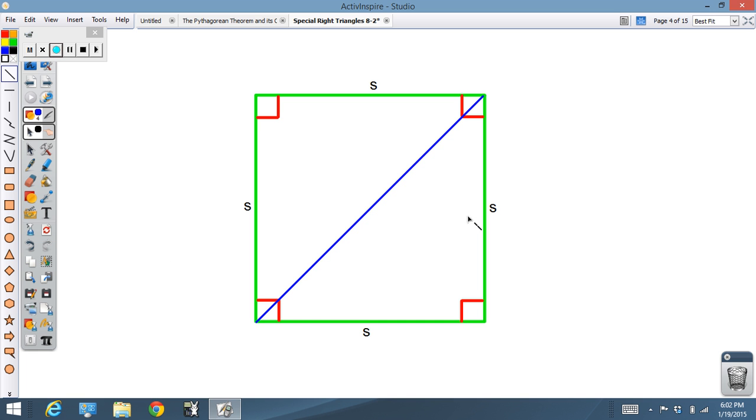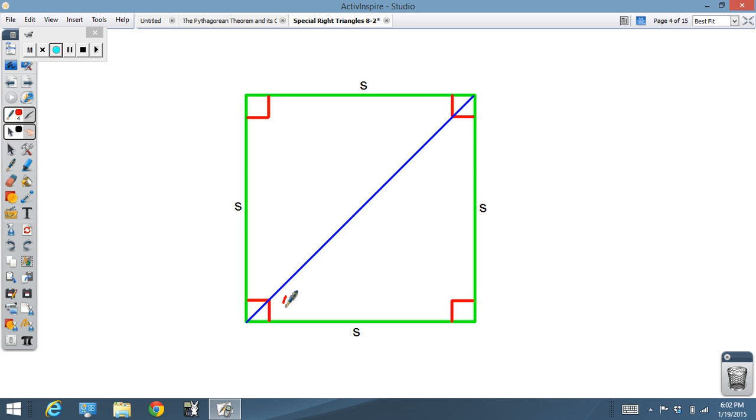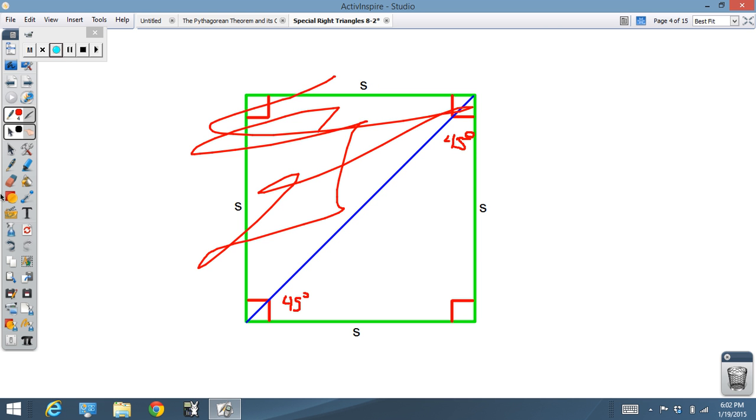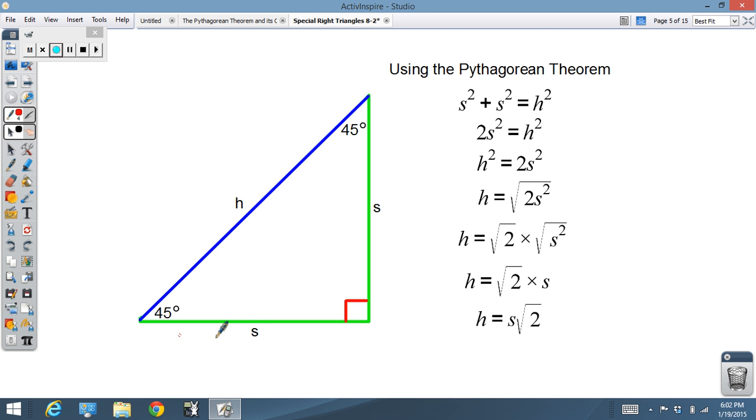Now, a square is a rhombus, and a diagonal of a rhombus cuts the opposing angles in half. So these two 90-degree angles here and here are cut in half to make 45-degree angles. Now, by the magic of video, we're going to lop off this side and not look at it. Bam, it's gone. This is what I've got left over. We've got the two sides, the blue diagonal that I'm marking as H, and these two 45-degree angles here and here.